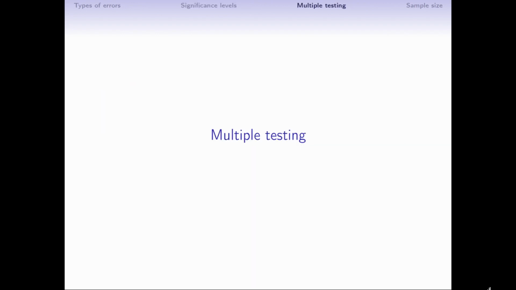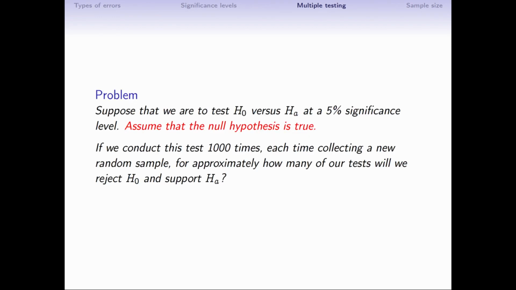Our next topic is multiple testing. Let's look at this problem. Suppose that we are to test H0 versus HA at a 5% significance level, and let's assume that the null hypothesis is true. Now, if we conduct this test 1,000 times, each time collecting a new random sample, for approximately how many of our tests will we reject H0 and support the alternative?